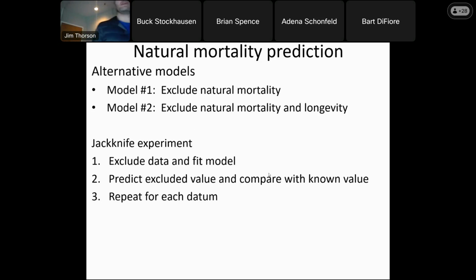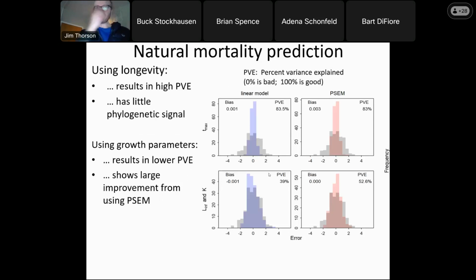Yeah, and then you could exclude natural mortality and keep longevity information. That's called the longevity prediction. Or you could drop mortality and longevity and you revert to that growth prediction. And I'll do this jackknife experiment to see how the two different methods compare. So in this case, this is a histogram of the 200 jackknife runs, dropping one stock, fitting the model to the other ones, then predicting the missing stock and comparing with the known value. Where percent variance explained should be 0 if it's good.